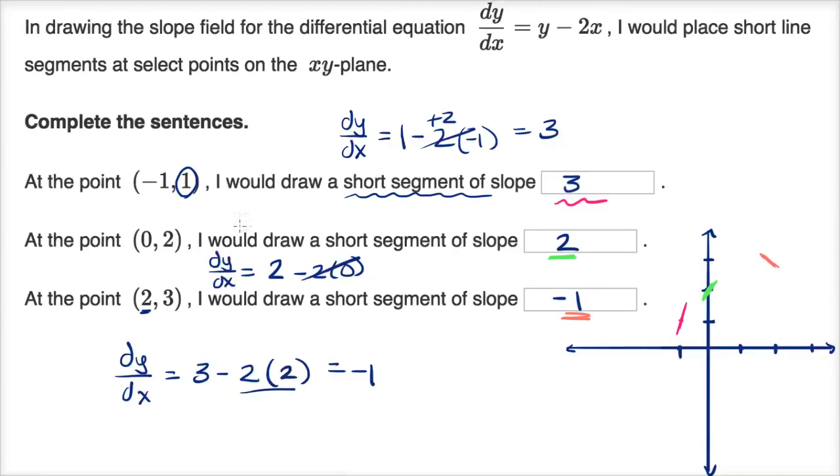And you would keep doing this at more and more points. If you had a computer to do it, that's what the computer would do. And you would draw these short line segments to indicate what the derivative is at those points. And you get a sense of, I guess you could say, the solution space for that differential equation.